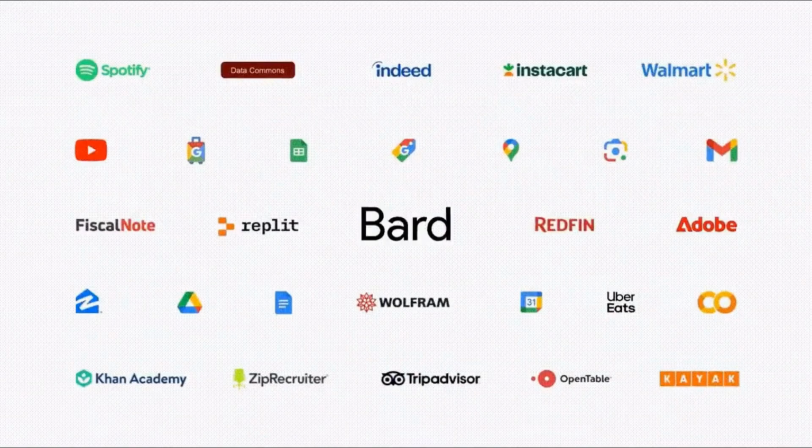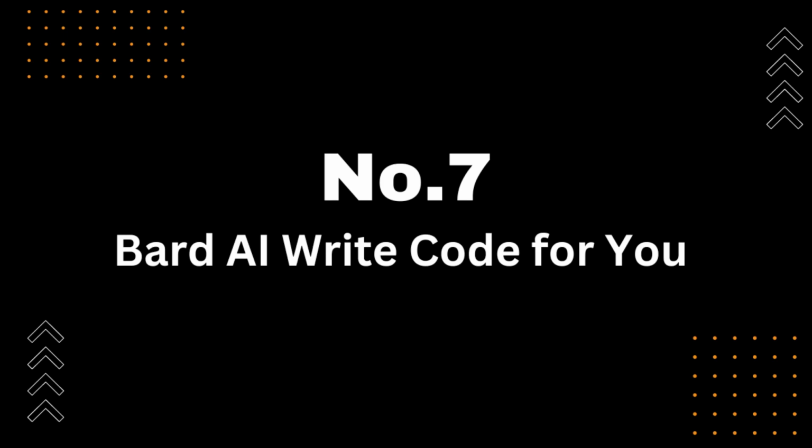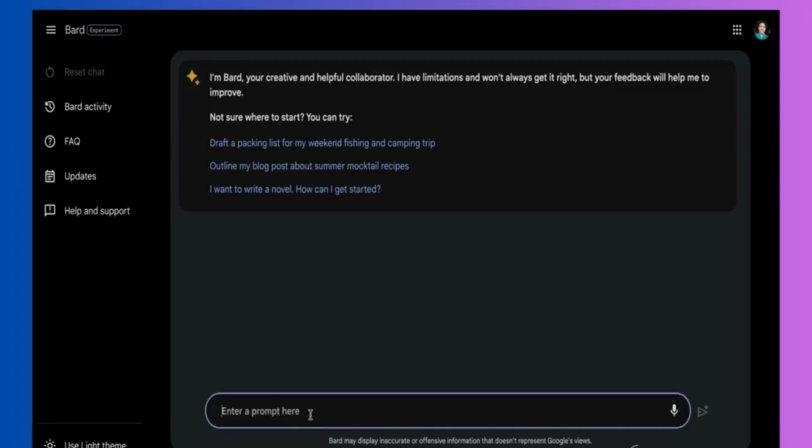This is just a small sample of the possibilities. With Bard integrated with these services, the possibilities are endless. It's an exciting time for Bard, and I can't wait to see what the future holds. Number 7. Bard AI write code for you. Yes, Google Bard can code for you. Bard can generate, debug, and explain code in 20-plus programming languages.